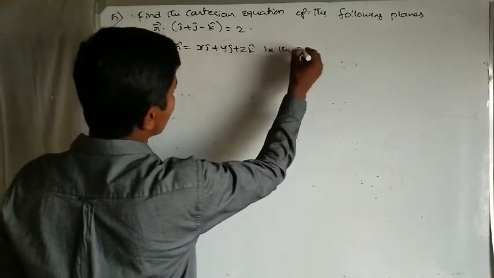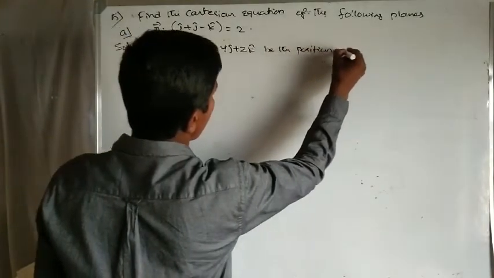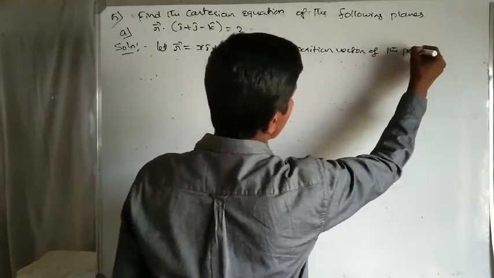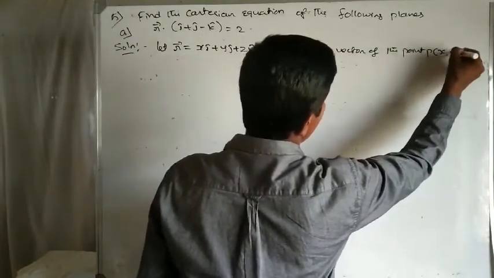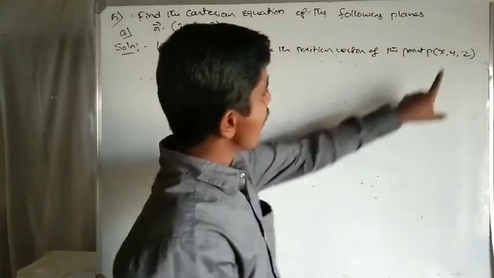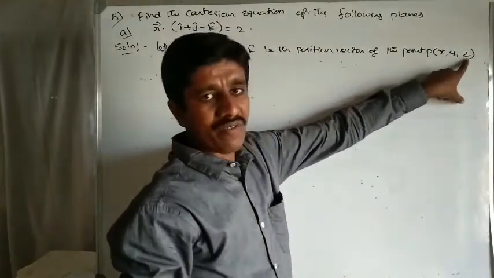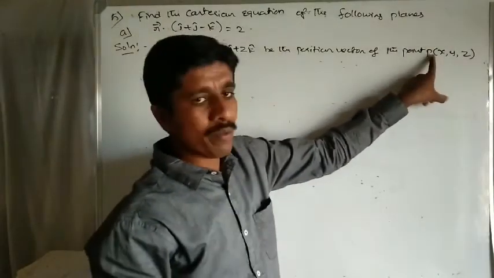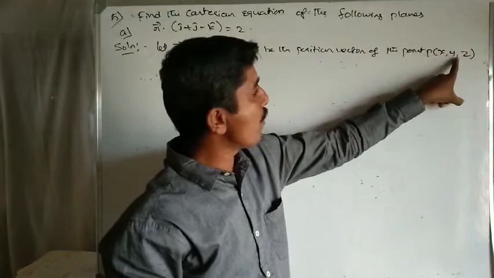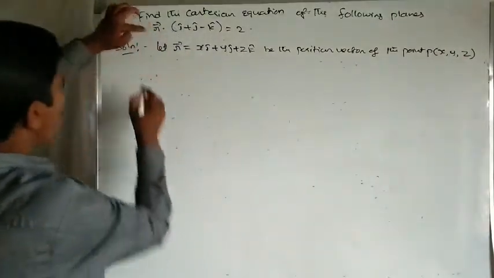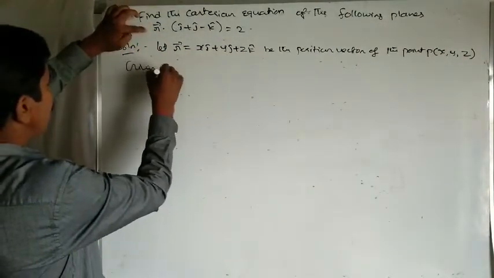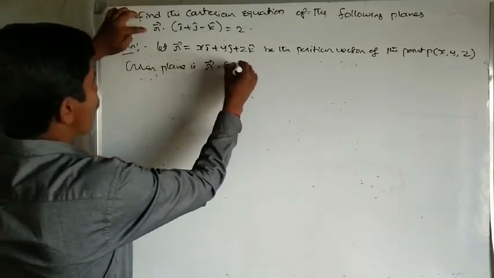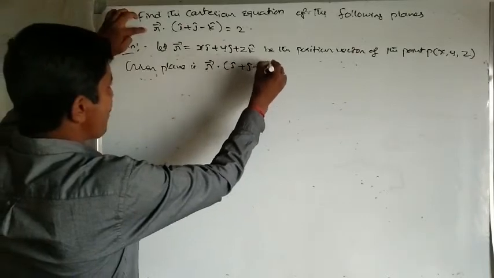Let it be the position vector of the point P of x comma y comma z. Here x comma y comma z is in Cartesian form. In vector notation, vector r is the position vector of the point, x i plus y j plus z k. Here the given plane is vector r dot i plus j minus k is equal to 2.